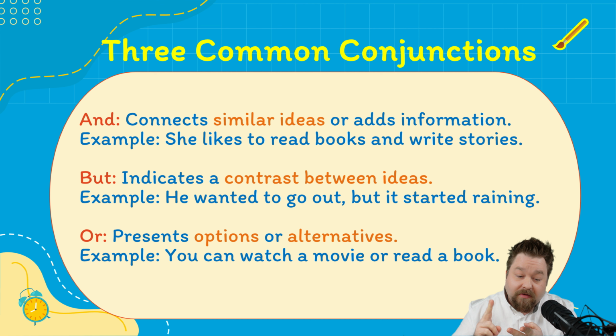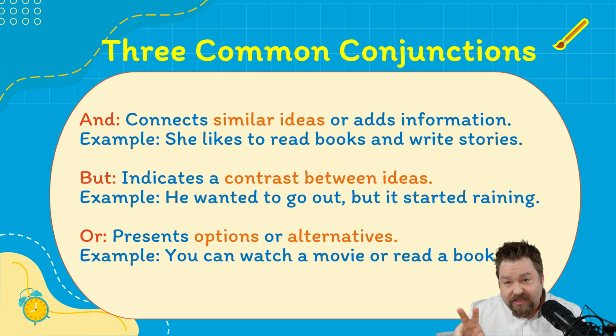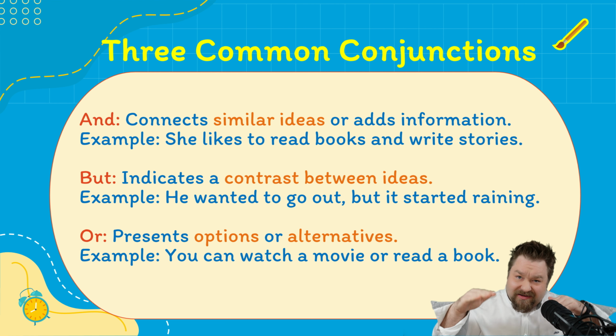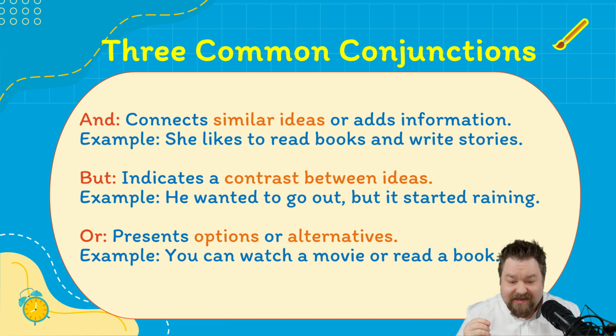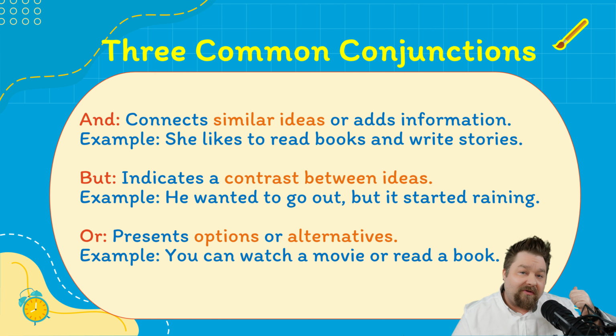No, not really. But the most common three types of conjunctions you will ever see are and, but, and or. And is used to connect two similar ideas together. For example, she likes to read books and write stories. She likes to do these two things. But indicates a contrast, right? Something's different between these ideas. He wanted to go out, but it started to rain.